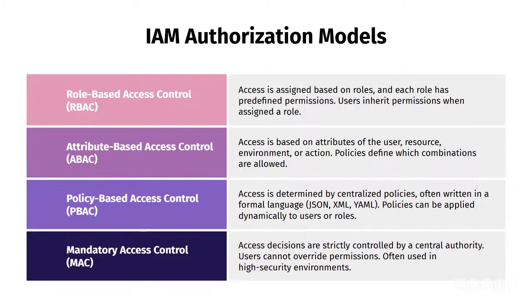Then we have attribute-based access control. So the access is based on attributes of the user, resource, environment, or action. And the policies define which combinations are allowed. So for attributes, you can say if this user is under the finance team and logs in at this location and uses the company network, you can allow access. So that's basically what attribute-based access control is.